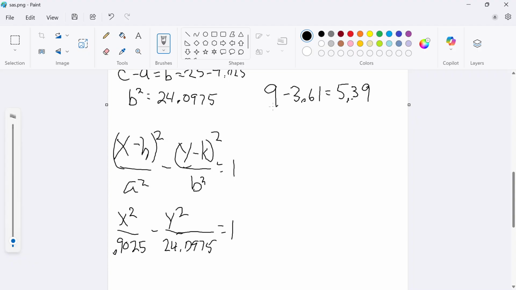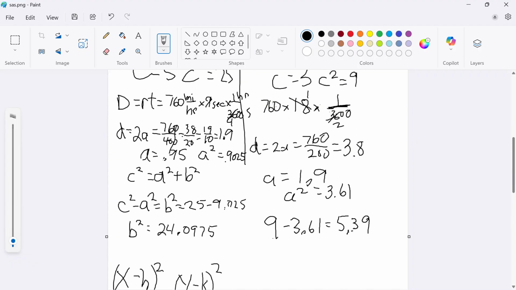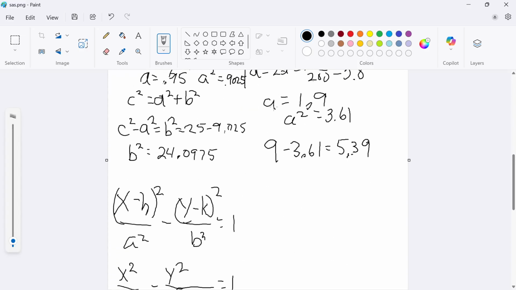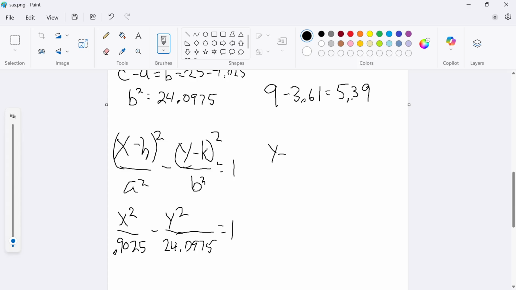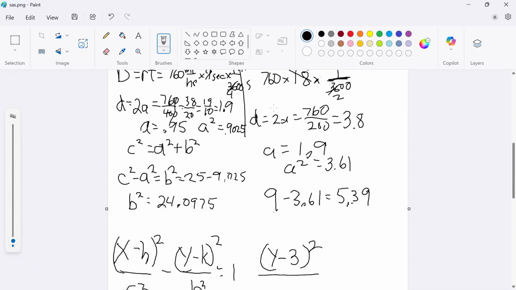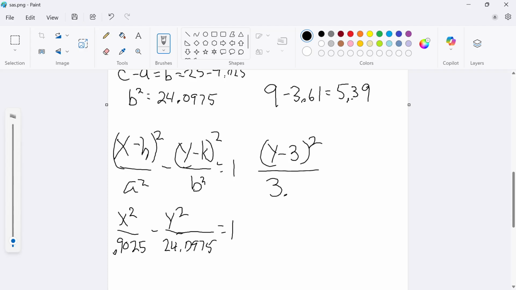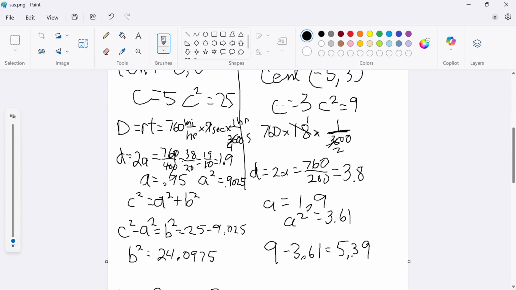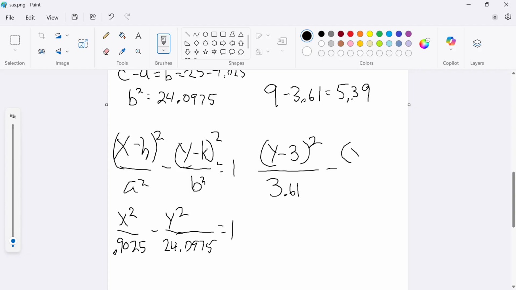So this equation is going to be, remember that now this is the vertical one, so the y goes first. This is y minus 3 squared over a squared, which is 3.61, minus x minus h, which is, where's h? x minus negative 5, so x plus 5 squared, equals 1, and that's divided by 5.39.